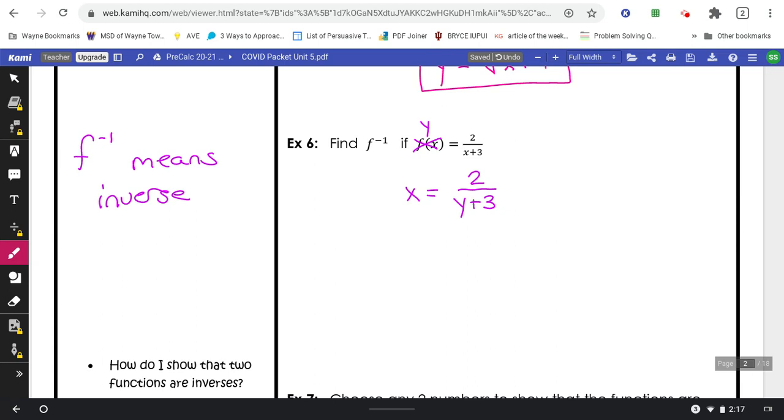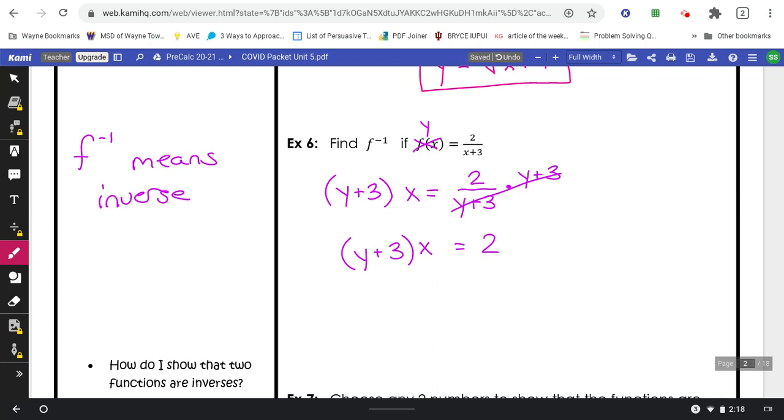All right, this problem looks a little bit strange. We've got some fractions here. Remember, fractions just mean division. So if I want to get rid of that y from underneath, I have to multiply by y plus 3. Because right now it's 2 divided by y plus 3. So I'll multiply to cancel. I'll do that same thing on the other side here. And I'll just put in a parenthesis for now. So over here I have y plus 3 in a parenthesis times the x equals 2.